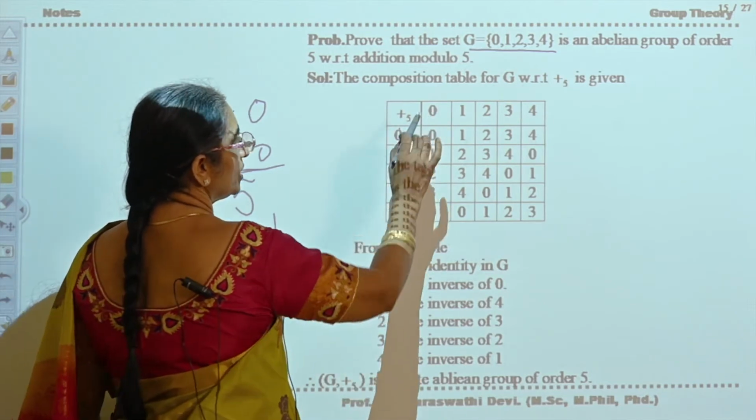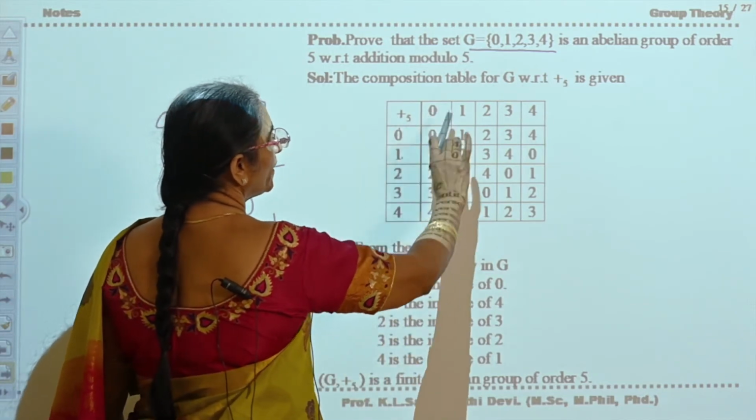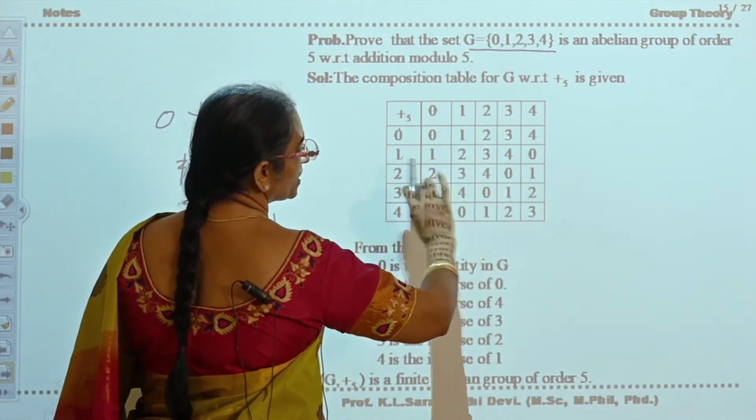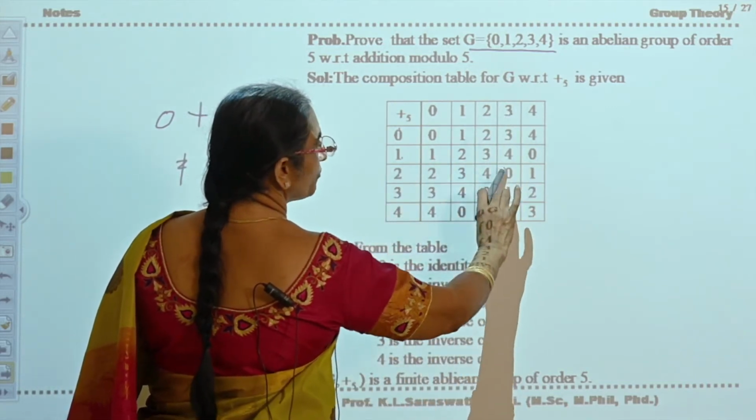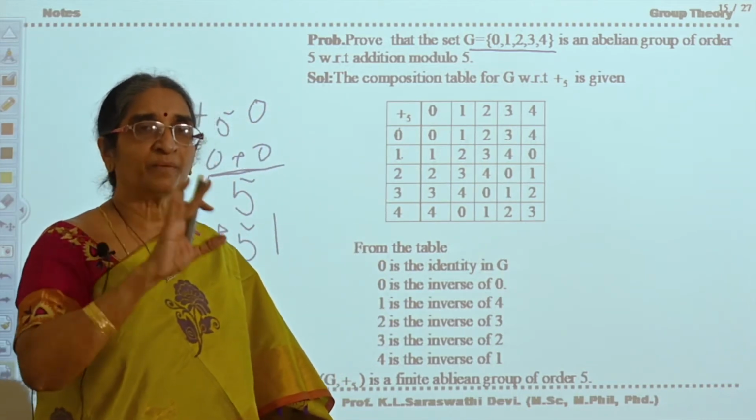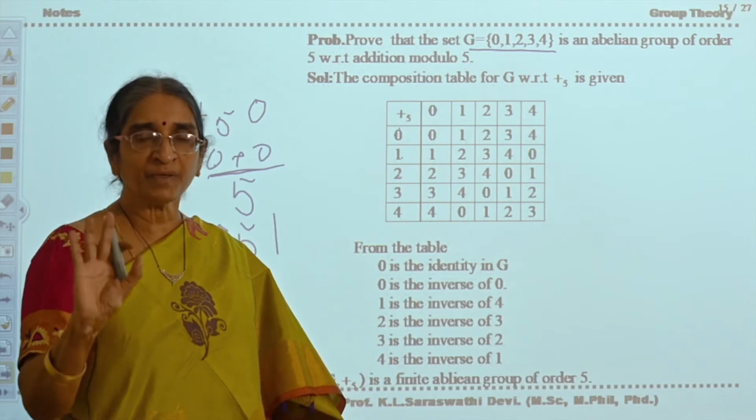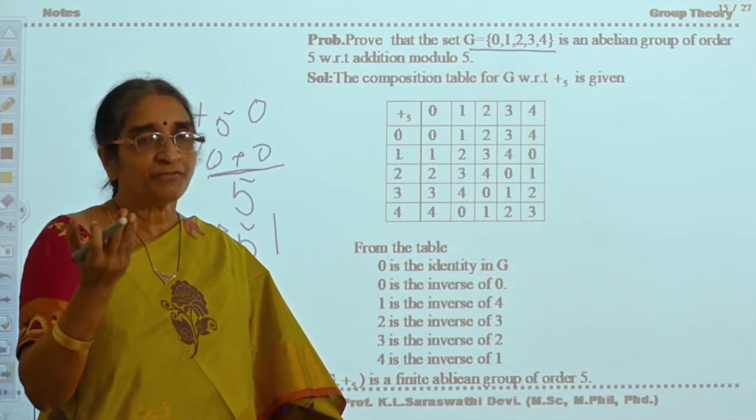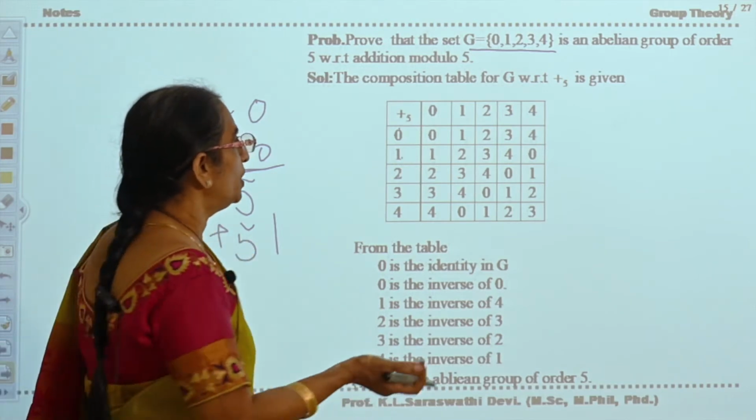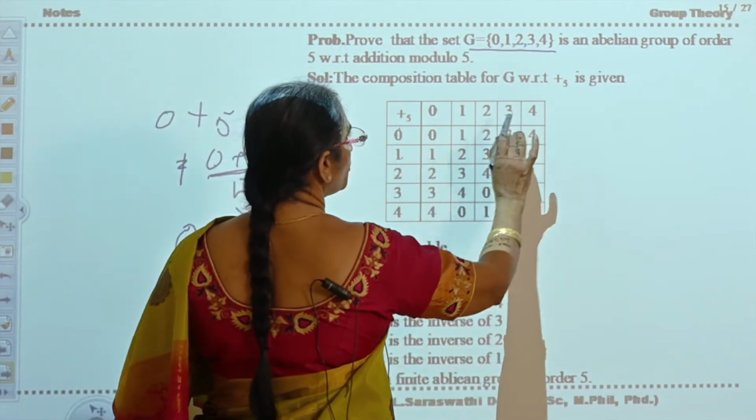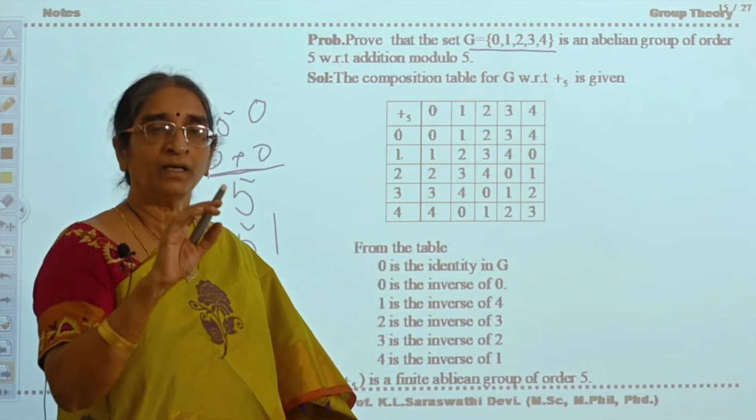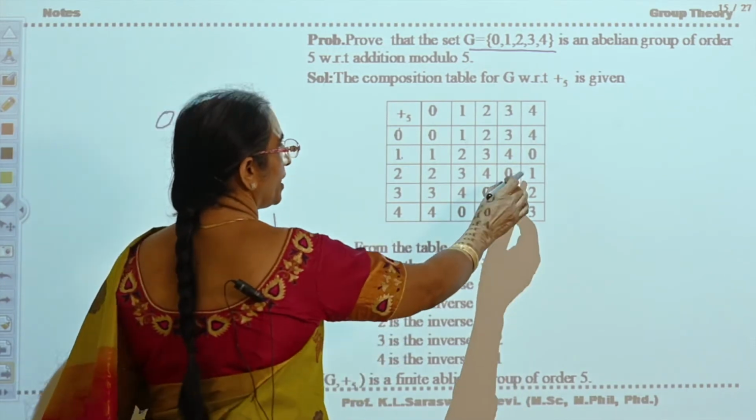Similarly, 2 plus 0 is less than 5, so 2. 2 plus 1 is less than 5, so 3. 2 plus 2, 4, less than 5, so 4. Again 2 plus 3, 5. 5 is divided by 5. Now, actually the quotient will be 1, but you are not writing the quotient. Remember that. The remainder of 5 by 5 will be 0. So, you are writing 0 here. Next here, 2 plus 4, 6. 6 by 5, that is 5 cancels 1. The remainder is 1. That 1 you are writing here.